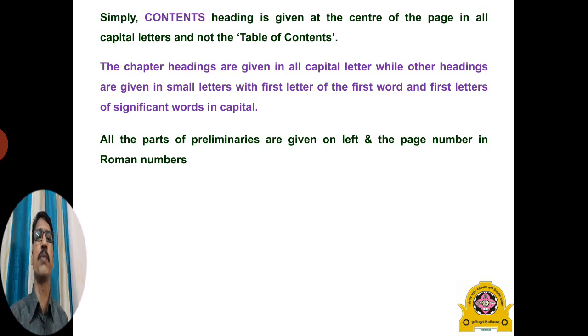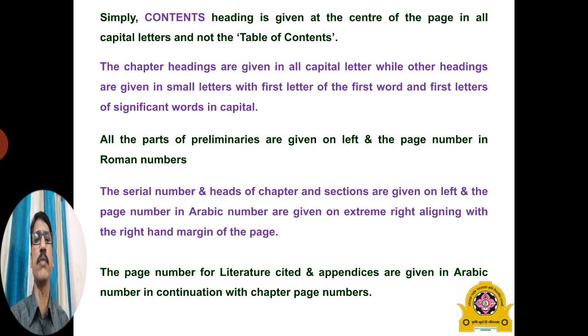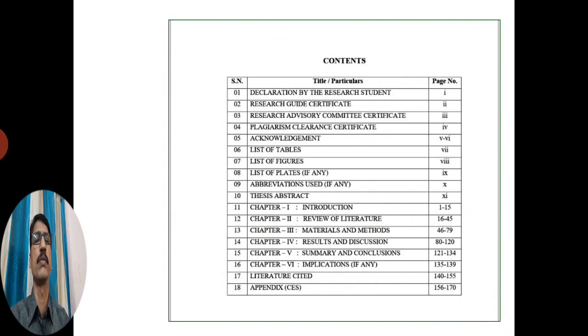All the parts of the preliminaries are given in the contents on the left, and the page numbers are given in Roman numerals. Then serial numbers and heads of the chapters and sections are given on the left, and page numbers in Arabic numbers are given on the extreme right, aligned with the right-hand margin of the page. The page numbers for literature cited and appendix are given in Arabic numbers in continuation with the chapter page numbers.